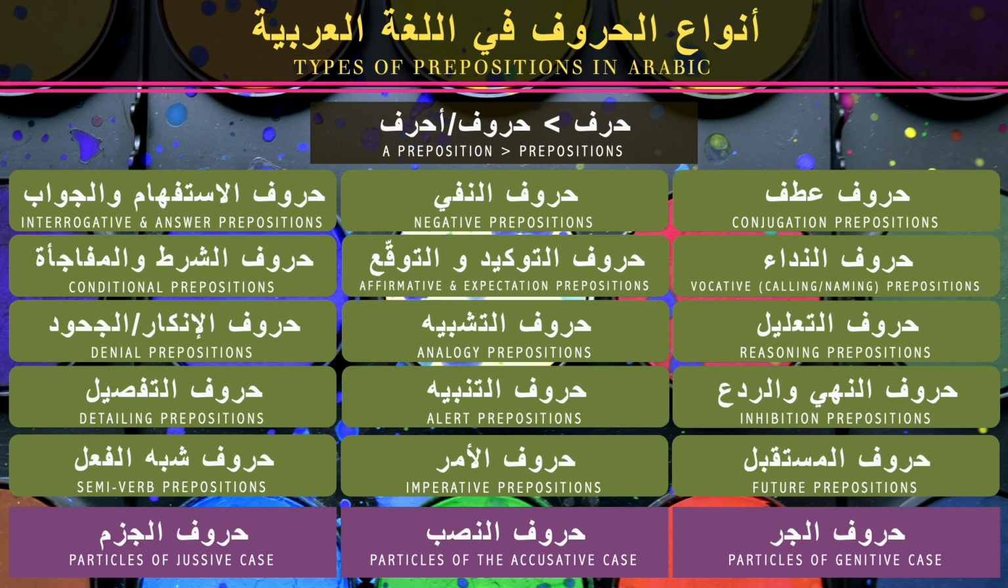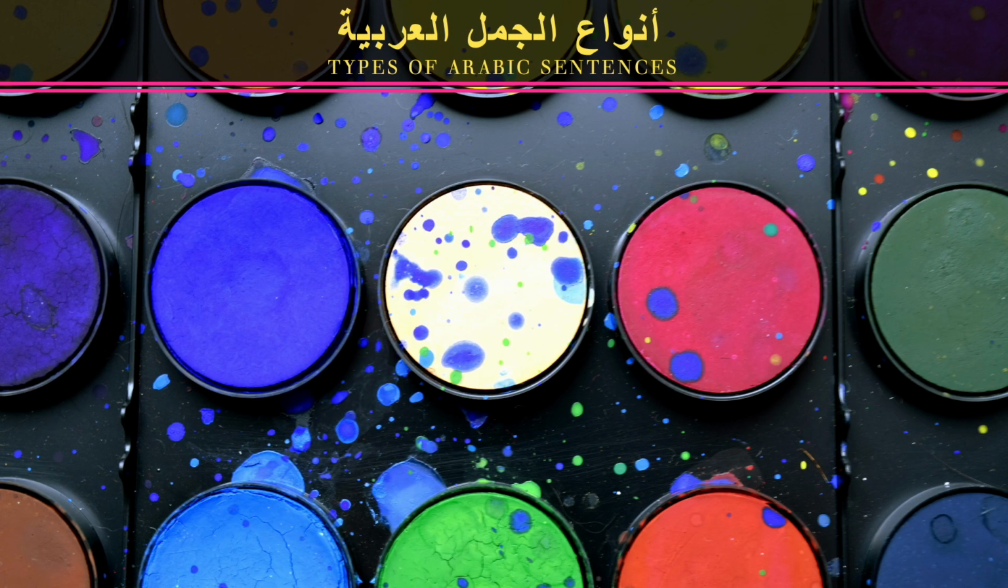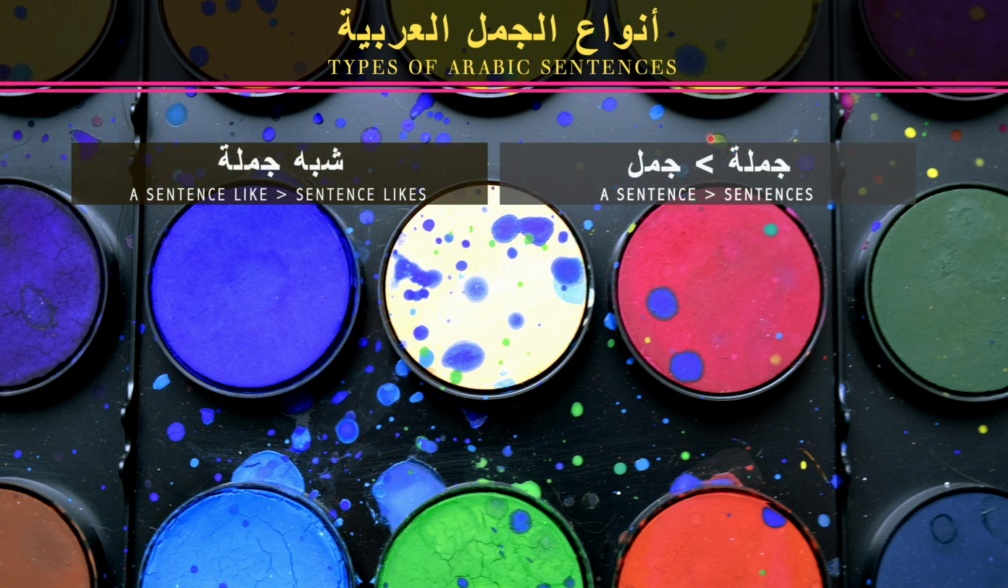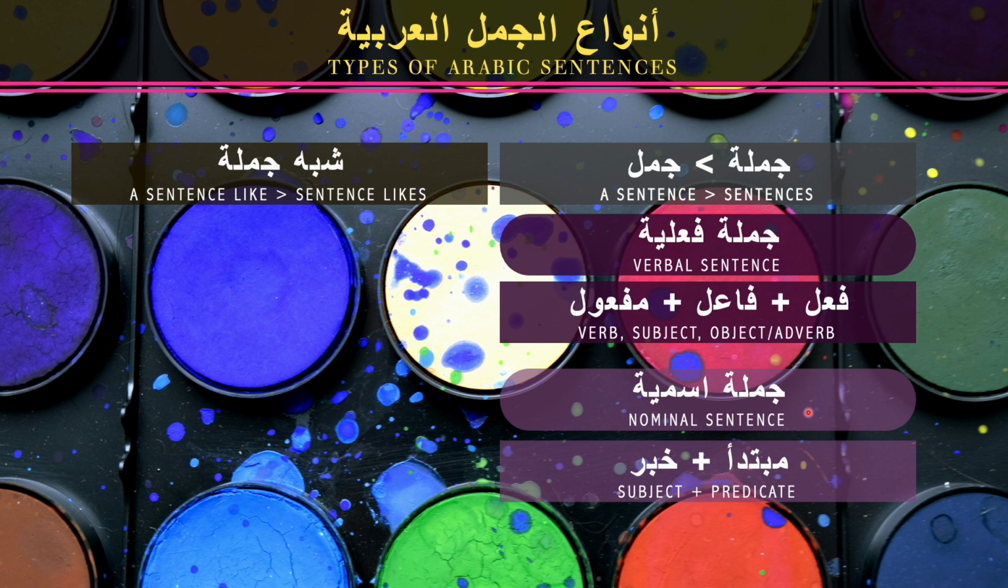Okay, now let's go to the last part of this lesson, which is أنواع الجمل العربية, types of Arabic sentences. In Arabic, we have something called a sentence and a semi-sentence, or a sentence-like: جملة, جمل, شبه جمل, أشباه الجمل. For الجمل, we have جملة فعلية, جملة اسمية. الجملة الفعلية, the verbal sentence, is composed of فعل, the verb, فاعل, the subject, مفعول, the object or the adverb. It can be مفعول به, مفعول معه, مفعول لأجله, etc. الجملة الاسمية, we have مبتدأ and خبر, subject and predicate.